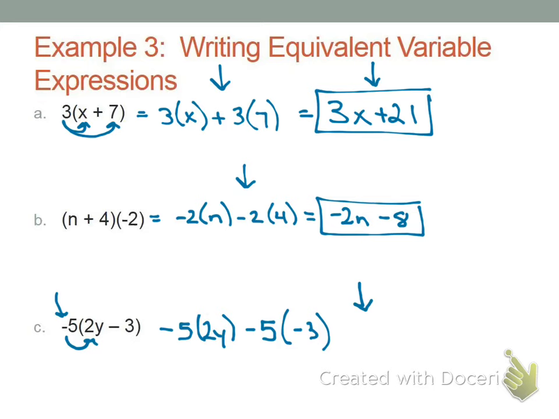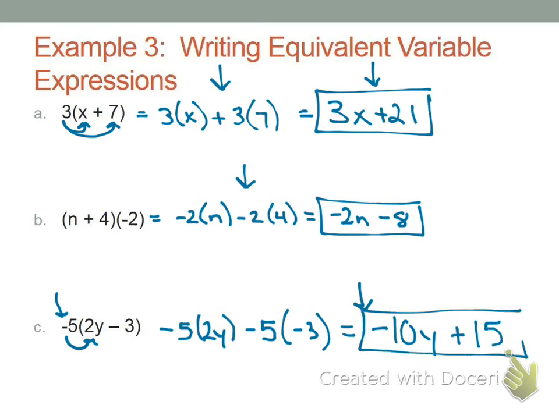Now, your last step is to simplify what you can. What is negative 5 times 2y? What's negative 5 times 2? Negative 10y. What is negative 5 times negative 3? Positive 15. And this is my simplified answer. Equivalent expression, boxed answer. You see?